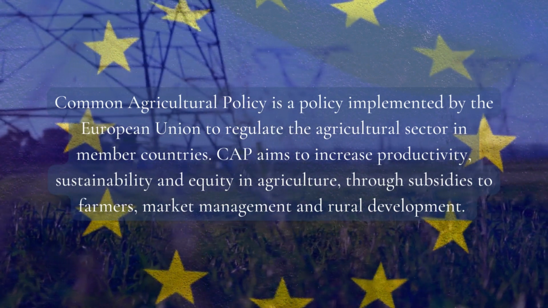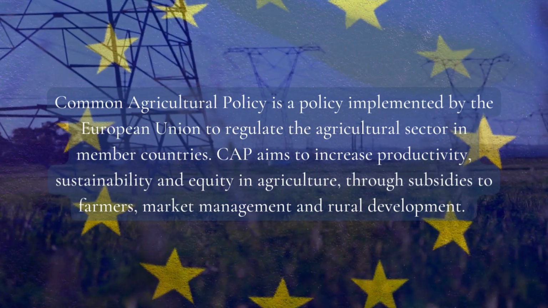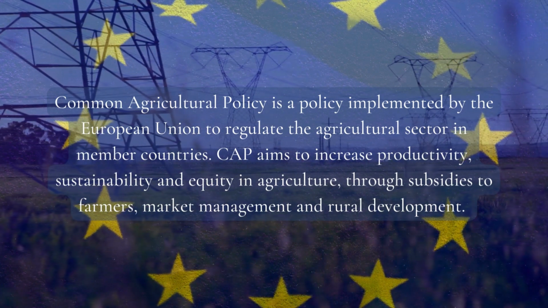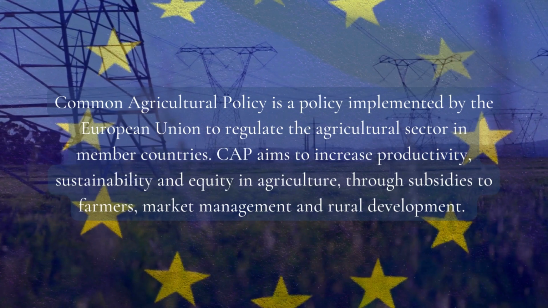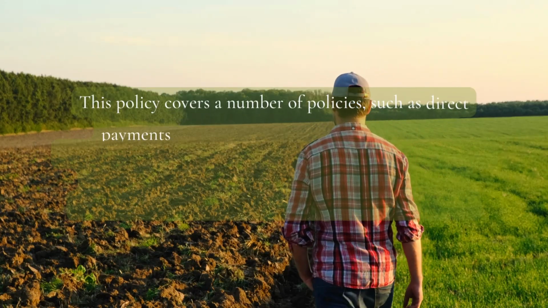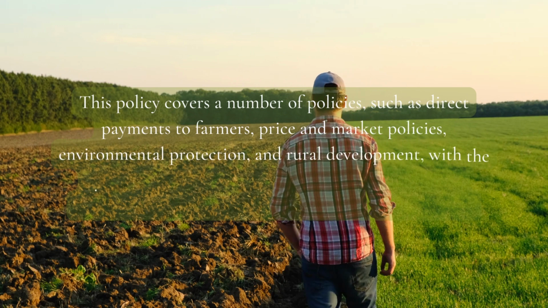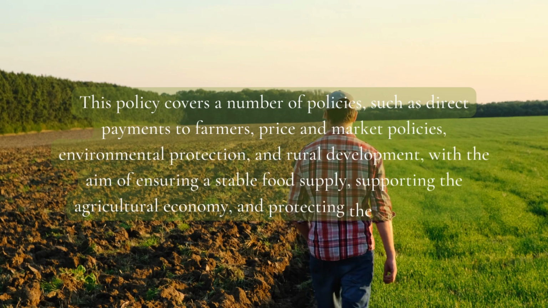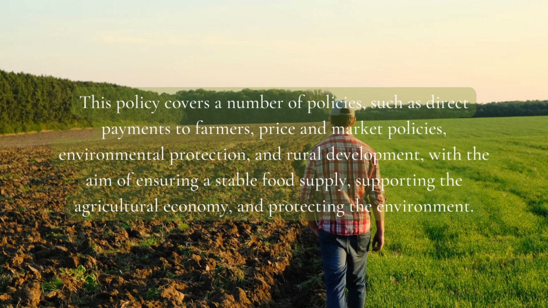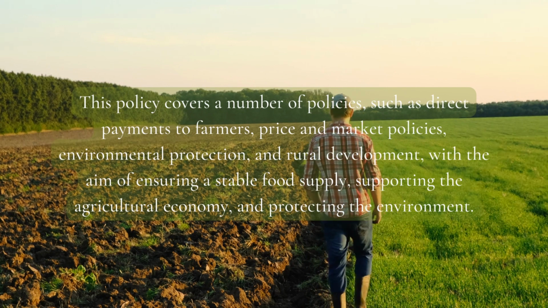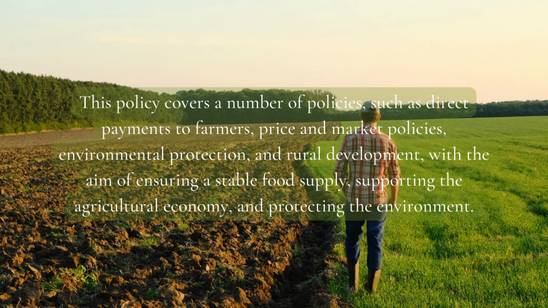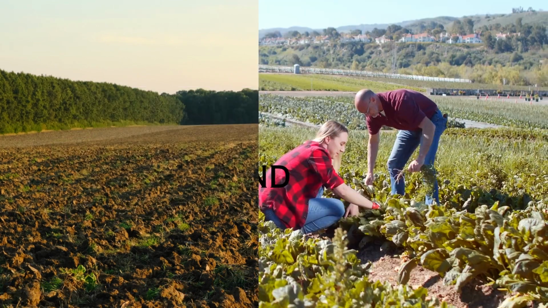Common Agricultural Policy aims to increase productivity, sustainability, and equity in agriculture through subsidies to farmers, market management, and rural development. This policy covers a number of policies, such as direct payments to farmers, price and market policies, environmental protection, and rural development, with the aim of ensuring a stable food supply, supporting the agricultural economy, and protecting the environment.